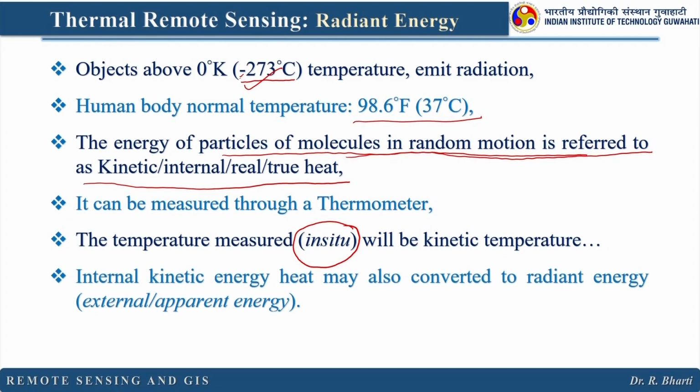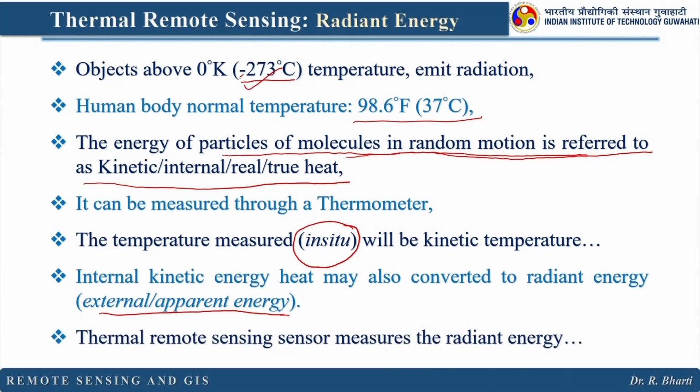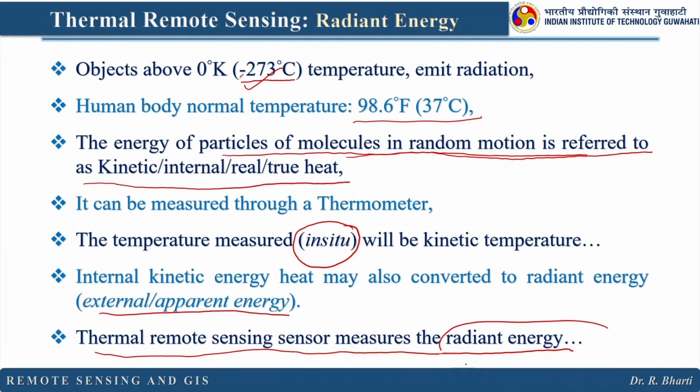Then that will be known as kinetic temperature. So the internal kinetic heat may also convert it to radiant energy, which is external or apparent energy, right? And this we measure through our remote sensing sensors. So here the thermal remote sensing sensor measures the radiant energy. Remember, we measure radiant energy through our thermal sensors, which are located in space, or maybe airborne, or maybe with a handheld instrument, but we always measure this radiant energy.